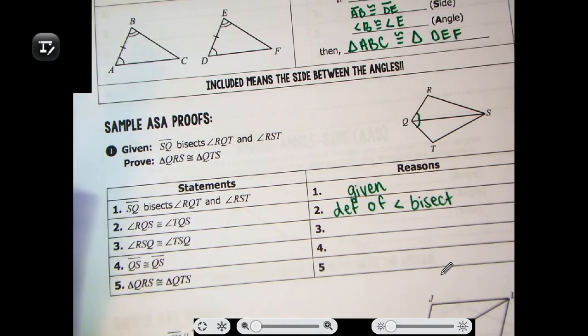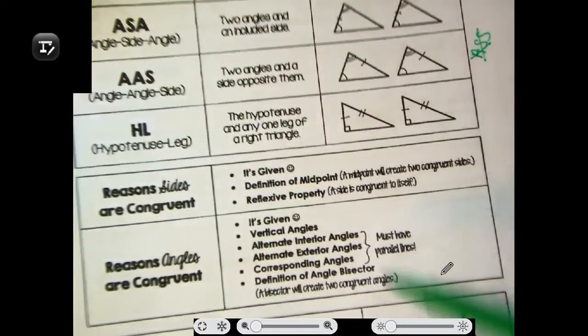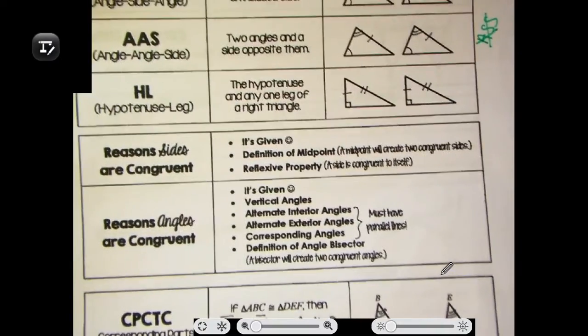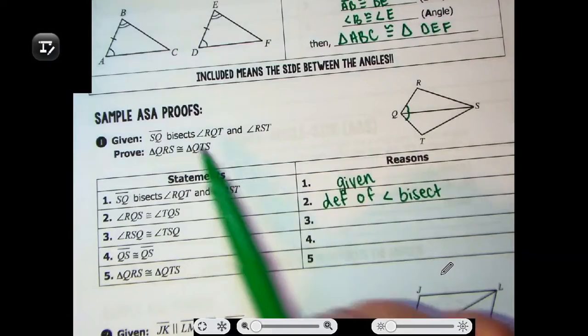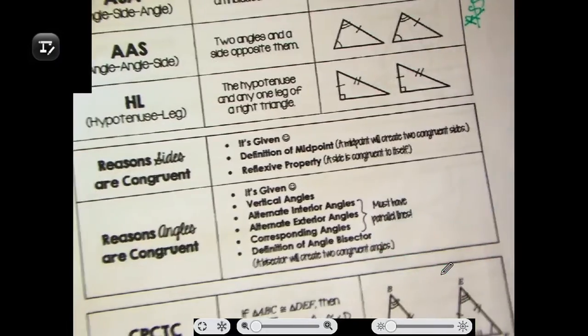Okay, so that's the definition of angle bisector. And let's say you didn't know that and you couldn't think of that on your own. If you look back at your reference sheet, reasons that angles are congruent, we have right there at the bottom, definition of angle bisector. Okay, and your first clue is, we have bisects right here in the given part, so we're most likely going to be using this reason.